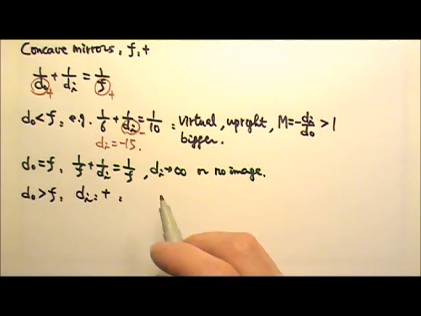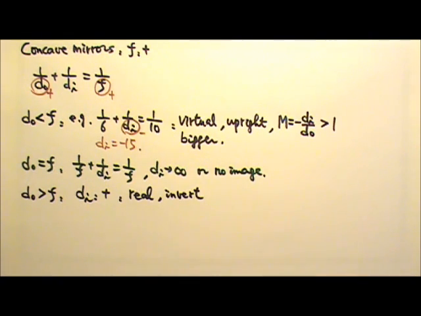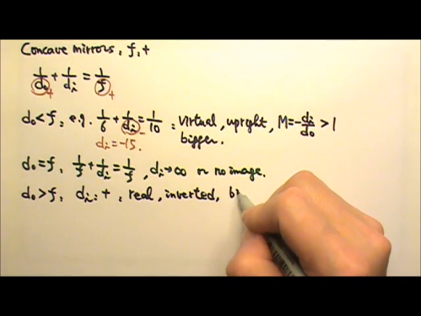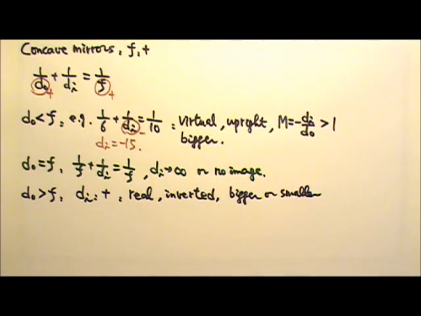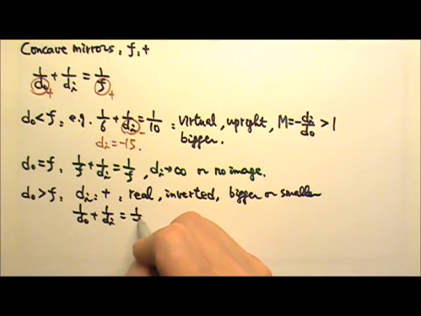dI is positive means we are going to get real images. Real images are inverted. And these real images can be either bigger or smaller, depending on the location of the object. Because 1 over dO plus 1 over dI equals 1 over F.